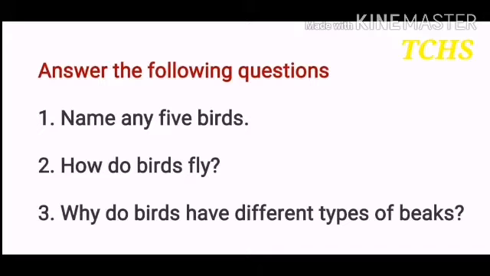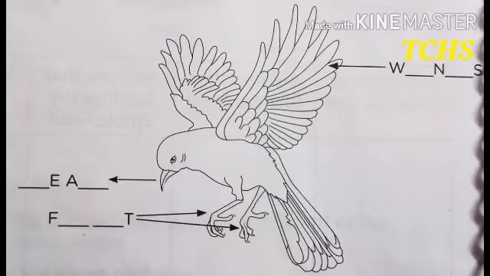Now it's question time. I will ask you some questions. The following questions. First one, name any 5 birds. Second, how do birds fly? Third one, why do birds have different types of beaks? See this picture and you have to write the body parts of the bird. Here they have missing letters of the body parts of the bird. So you have to write the body parts of the birds in your textbook.